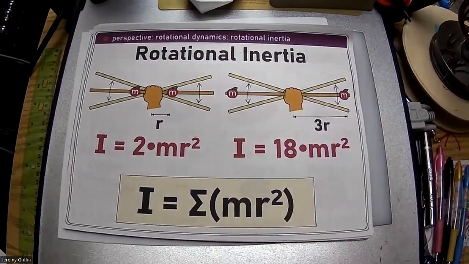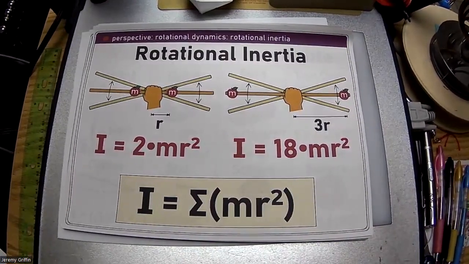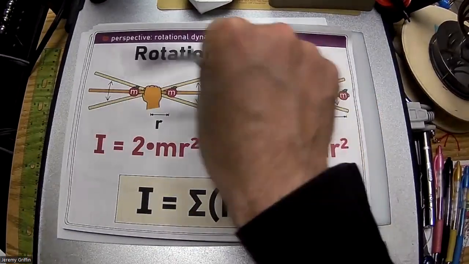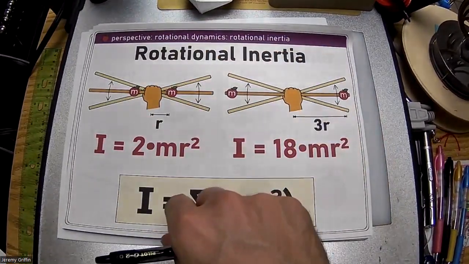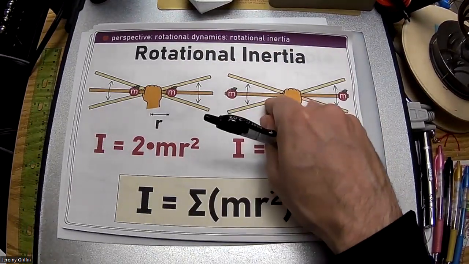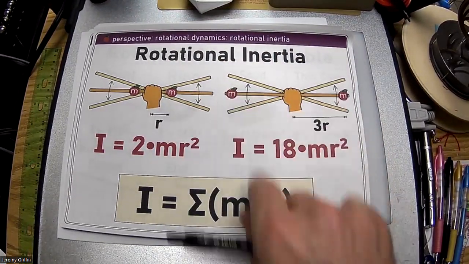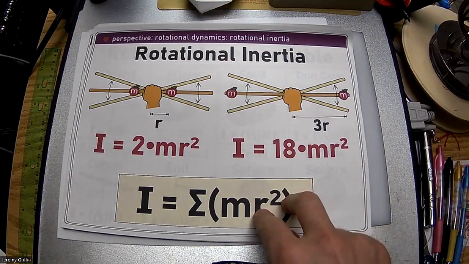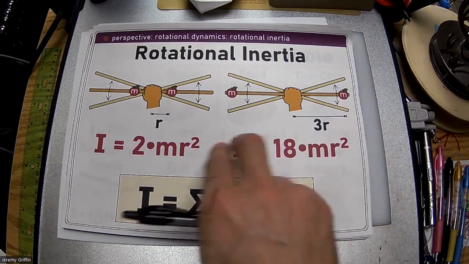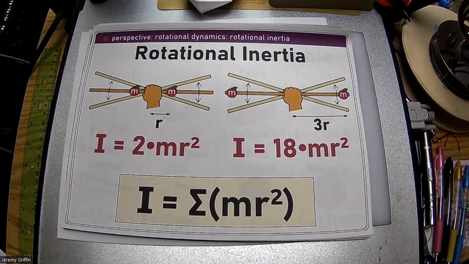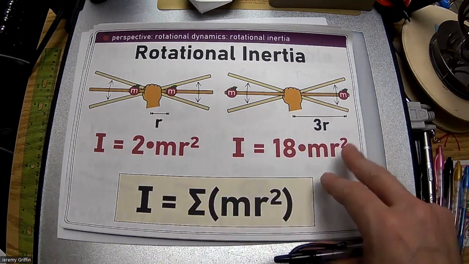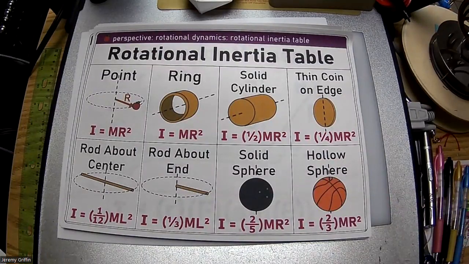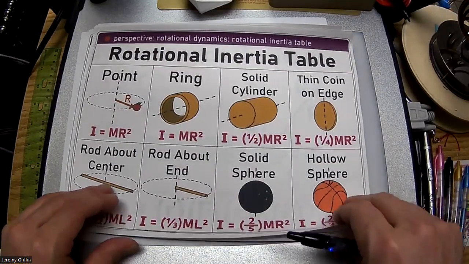So you guys remember these 2 meter sticks? I just tape the weights on in different parts, and you shake it back and forth. Now they're the same mass and the same weight, but the distribution is different. So if you slide the masses out 3 times as far, 3 times as far squared, that's 9 times as much. What's 18 compared to 2? That's 9 times as much. Like I said, right? So mr squared, you sum up all the little bits. Here's the full rotational inertia table for these different shapes we're just looking at.